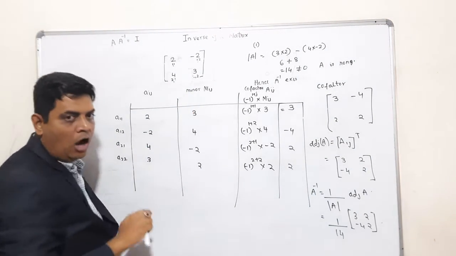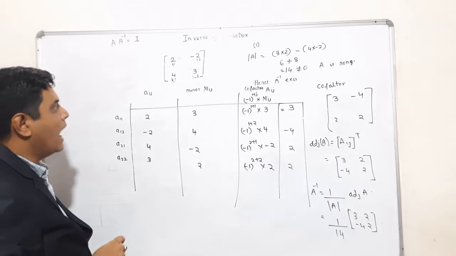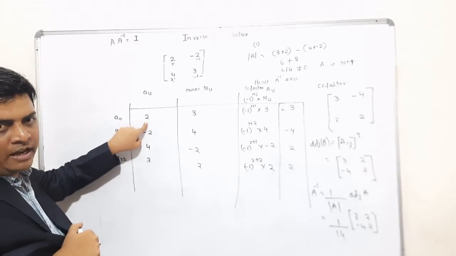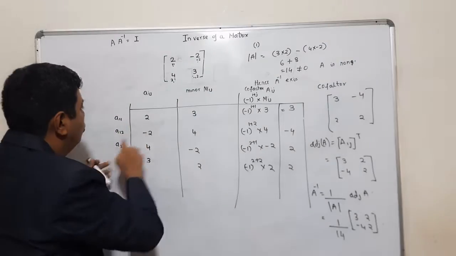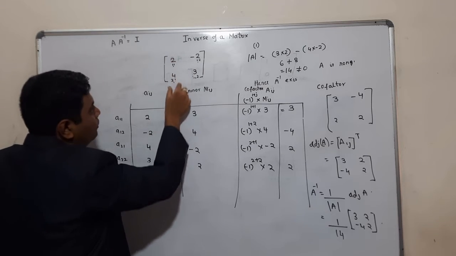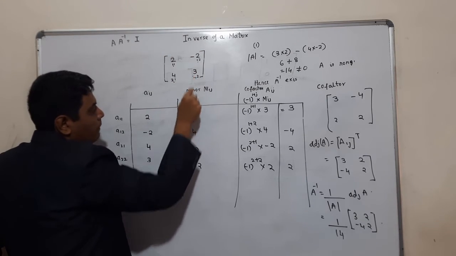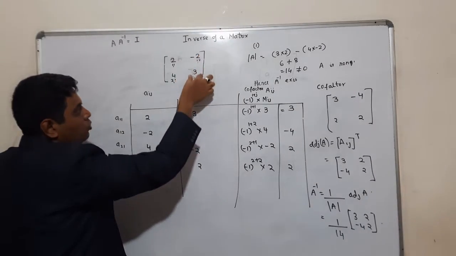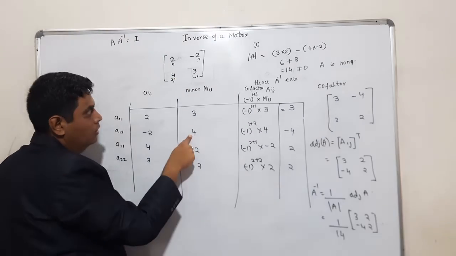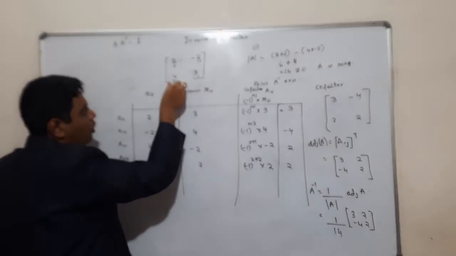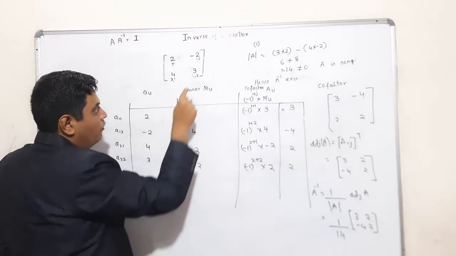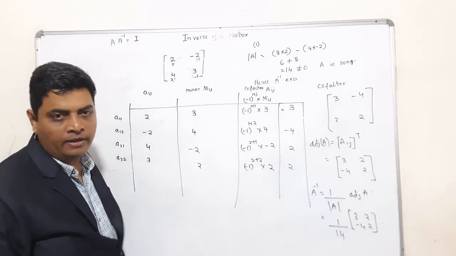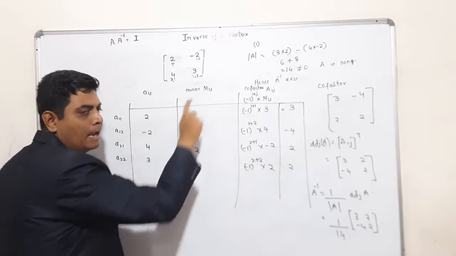What will be the minor? How do I calculate the minor? I hide the row and column belonging to this element. Whatever is left becomes Mij. So for 2, this is the element, I hide this row and this column, the balance is 3. So 3 is my Mij. I hide the minus 2's column and row, so the balance is 4. Again for this 4, row and column hidden, the balance is minus 2. For this 3, column and row hidden, the balance is 2. So this is how I find the minor of Aij, which is denoted by capital Mij.